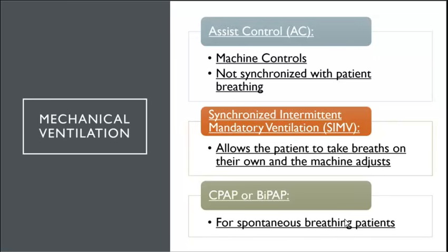Patients can go home on this ventilator. Typically when we're weaning, we go from AC to SIMV to BiPAP, CPAP. So your SIMV allows the patient to take breaths on their own, and the machine will adjust and continue to pick up the slack where needed. And then you have your CPAP, BiPAP. Your SIMV sometimes can be turned into a CPAP, BiPAP at different modes.